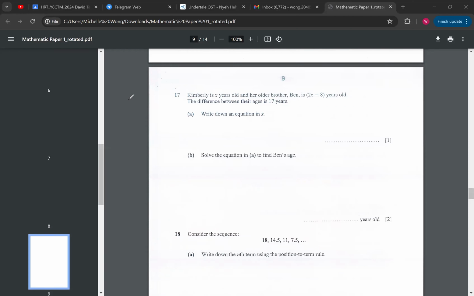So question 17, Kimberly is x years old and her older brother Ben is 2x minus 8 years old. The difference between their age is 17 years. Write down an equation in x. So Kimberly is x and Ben is 2x minus 8. So let's say the difference between their ages is 17 years. So x plus 17, because it's the age difference, equals bracket 2x minus 8, which is Ben's years old.